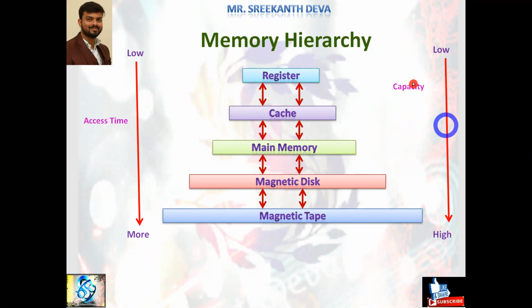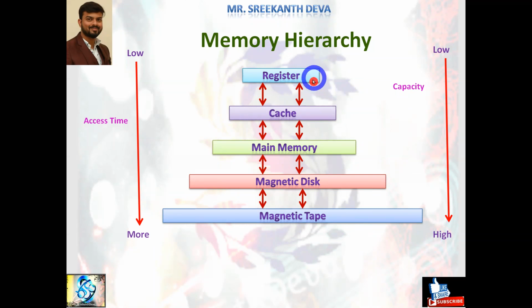Coming to capacity, registers store only low capacity, in the form of bytes only. But magnetic tape is going to store the highest capacity. I told you, right? Petabytes, exabytes, like that. It is going to store the highest number of bytes. Okay, that much knowledge is enough here.